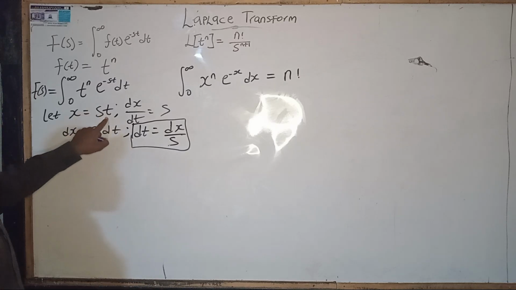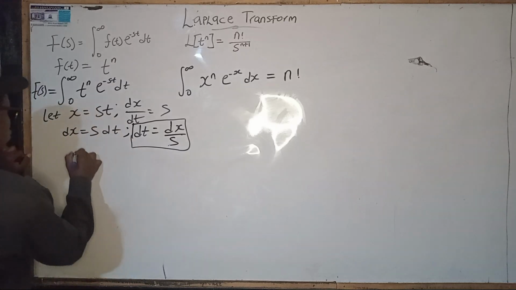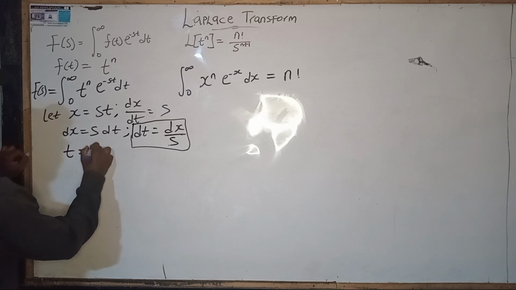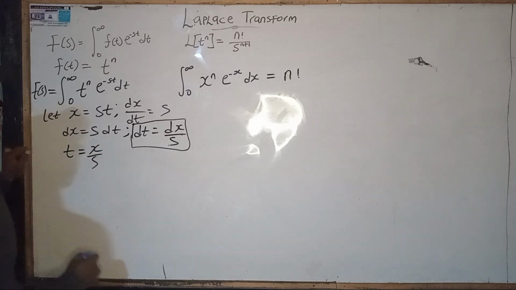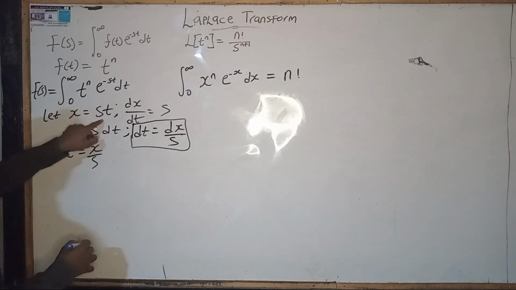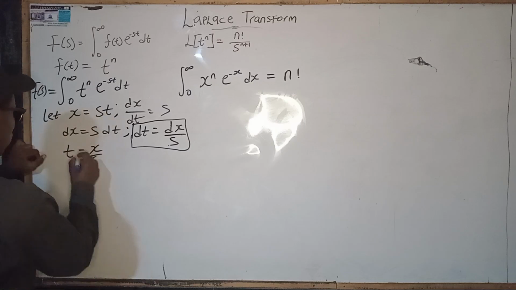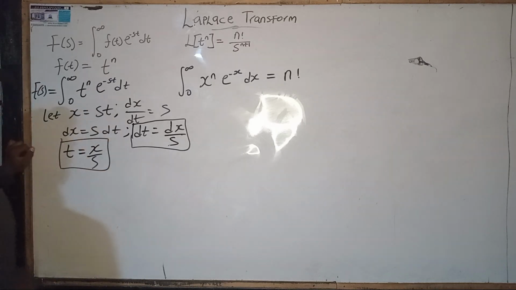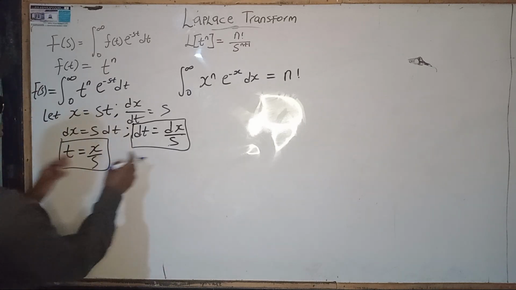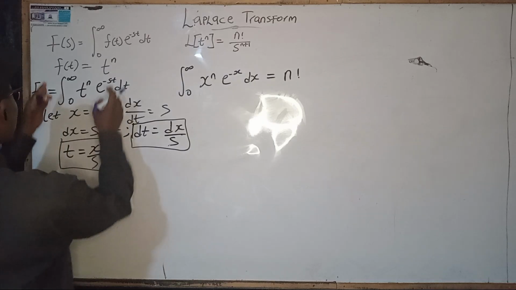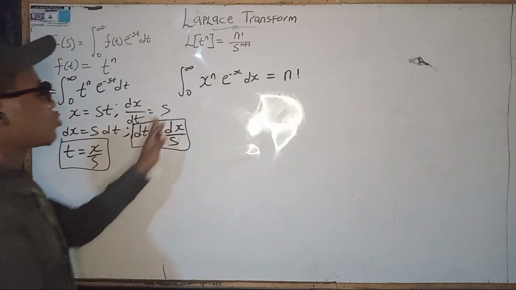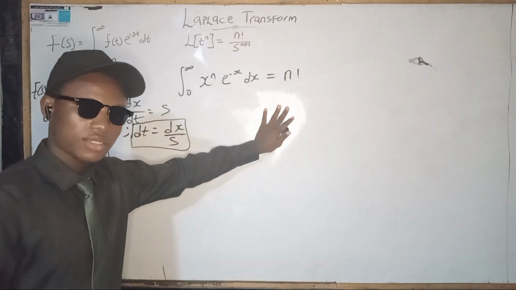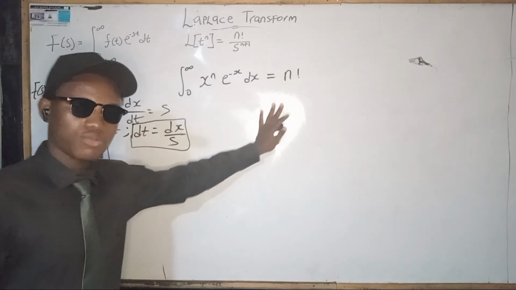We change it, we make t the subject of the formula, and we put t is equal to x over s. We achieve this by dividing both sides by s. So we have this, we take note of this also, and now we input this and this into this right here in order to get something that resembles this.